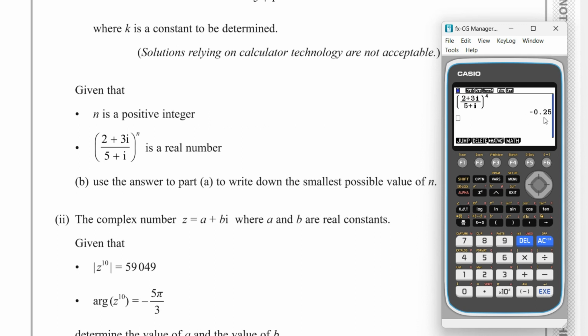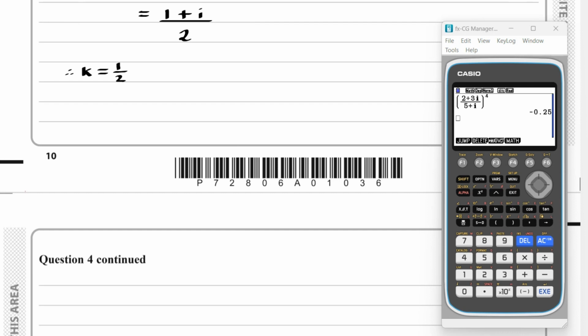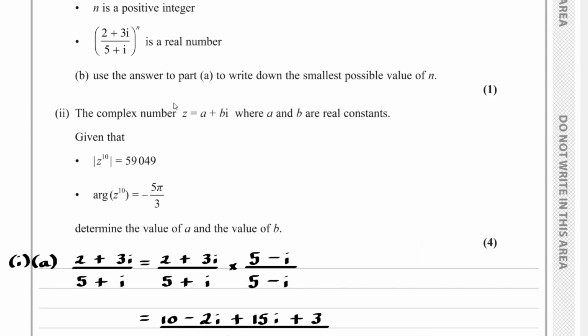We end up with negative 1/4. So for part B, we have 2 plus 3i over 5 plus i to the 4 equaling negative 1/4. This is strictly real, meaning n will equal 4. Next, the complex number z equals a plus bi, where a and b are real constants.